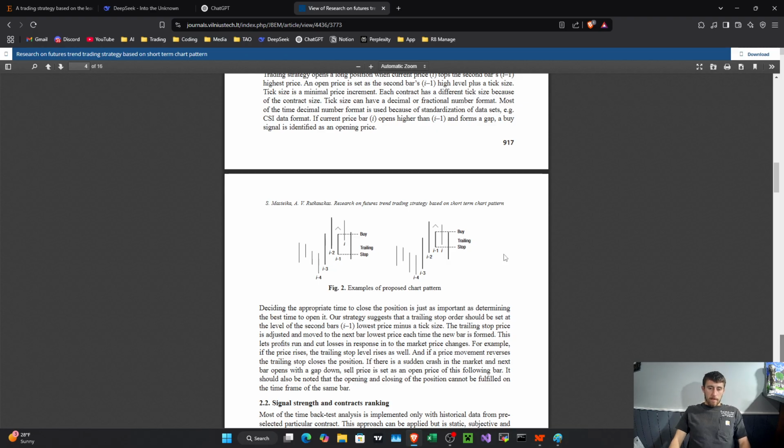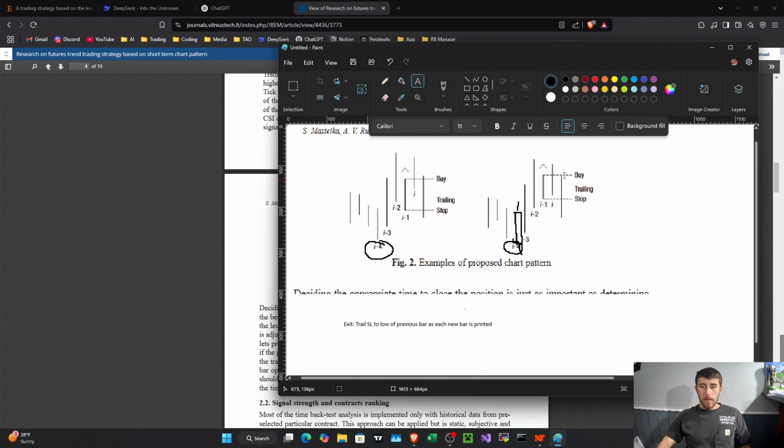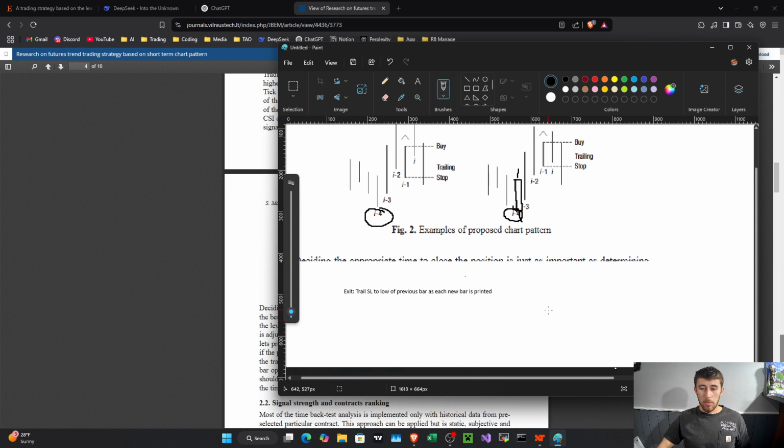Basically, from what I believe, it means we're going to need a candle, candle, candle. This is our fractal. Then we need two more candles, right? So now we have our fractal confirmed on this candle. Now as we get our new candle, we are going to buy if price gets above here. So basically we'll set a buy stop order there, and then we would set the trailing stop loss here.